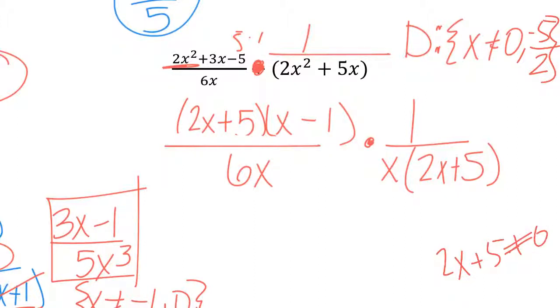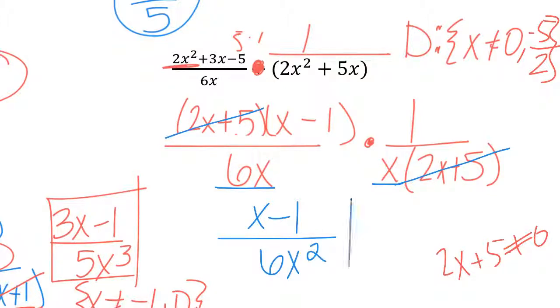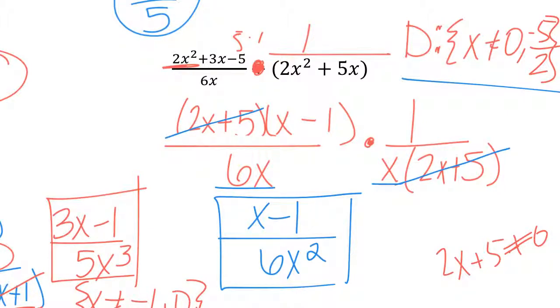Now what divides out? My 2x plus 5 divides out. And that's it. I have x minus 1 times 1, x minus 1 in the numerator, and 6x times x is 6x squared. That's my final answer, and there's my domain. And that is dividing rational expressions.